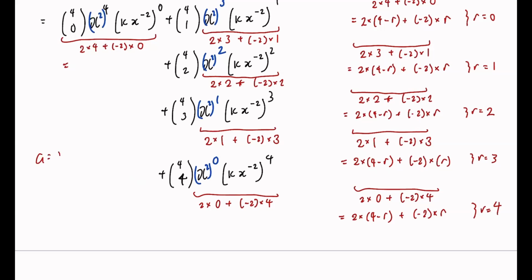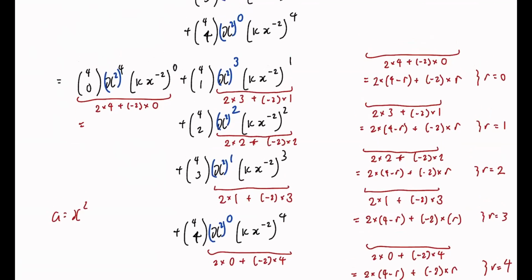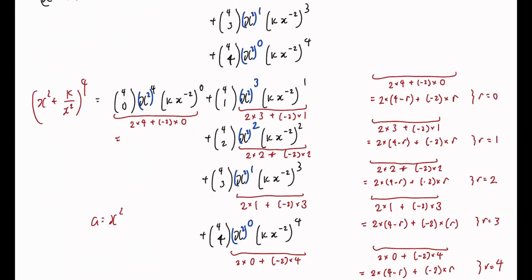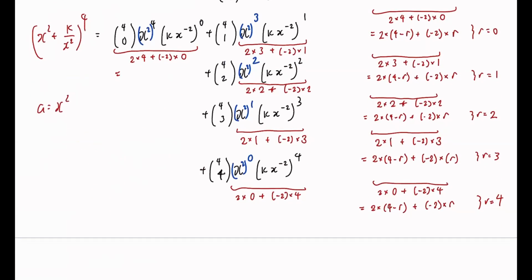Okay, the a in this case is x squared. If you recall the expansion, what we are expanding is x squared plus k over x squared to the power 4. So a in this case is x squared, b in this case is kx to the negative 2. To get our power of the r plus 1 term, we just need to take 2. Sorry, let me color code it. This green color 2, raise it to the power of n minus r. The 4 here is actually just n. And that's the r. And then you multiply it by the other power from the b.